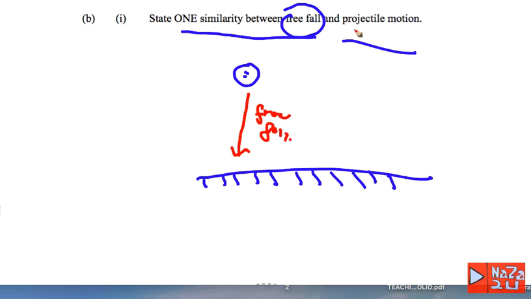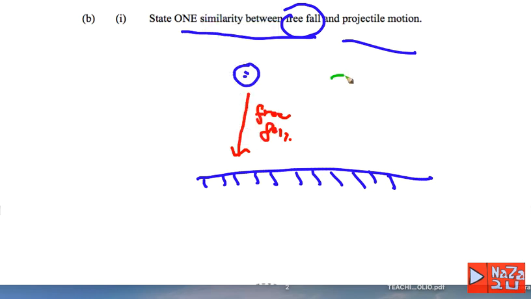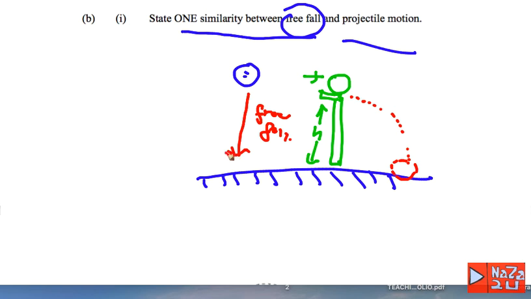The second is projectile motion. Projectile means, let's say you have an object, and you release the object from a height above the ground surface. Let's say you push the ball, and after that the ball moves in projectile motion and touches the ground surface here. This is the ground surface, so this is projectile motion.